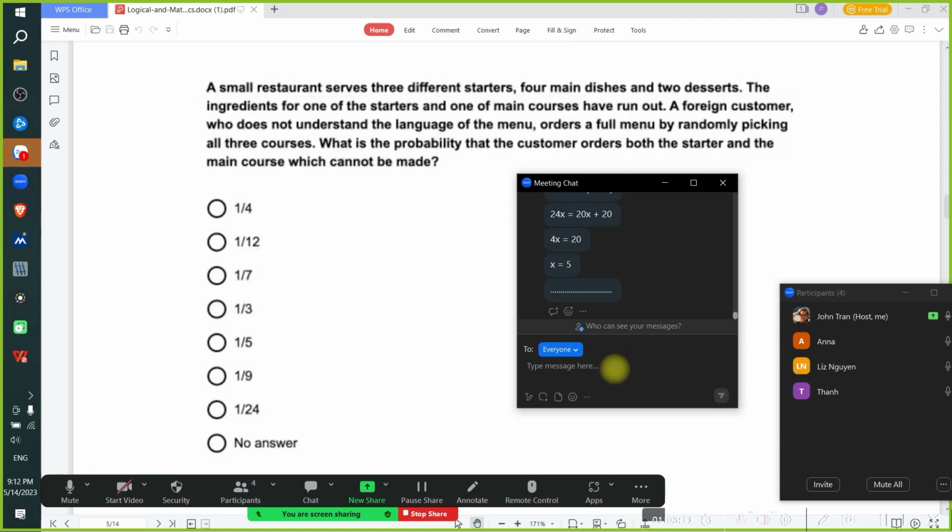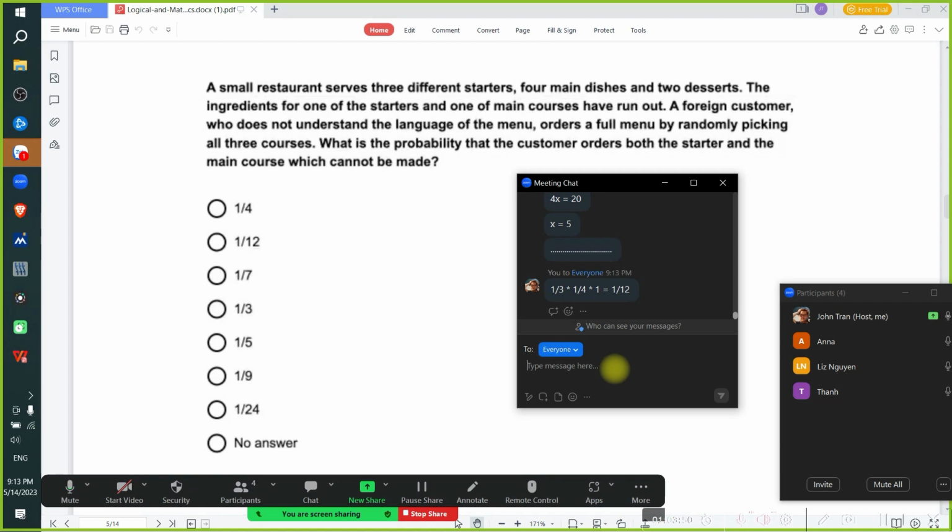So for starters, 3 starters, but 1 cannot be made. So it's 1 out of 3, right? 1/3 là không làm được. 4 main dishes, but 1 cannot be made. So it's 1 out of 4, right? But for dessert, it's still 100% because you can still make it. So the answer should be 1 out of 12. 1 trên 12, 1 out of 12, isn't it?